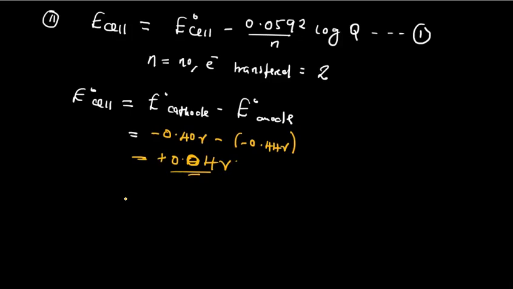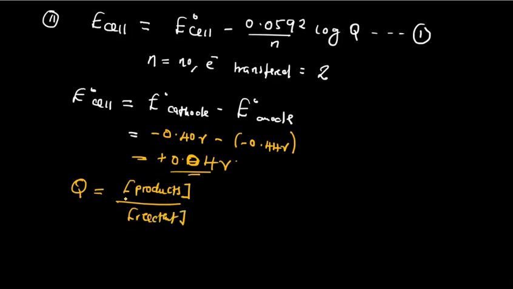So now that we have everything, we can simply substitute. And before we do that, we need to recognize the fact that Q is simply the concentration of products over the concentration of reactants.